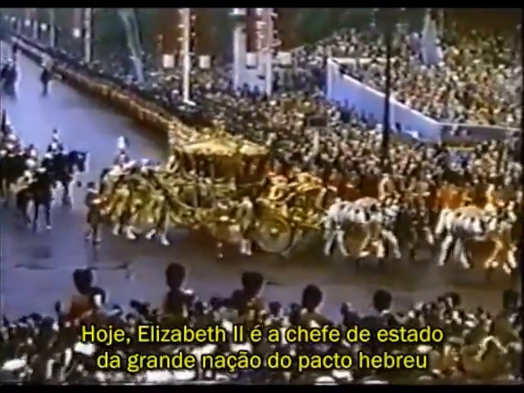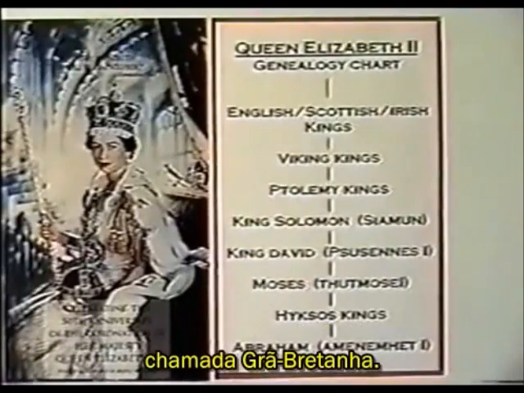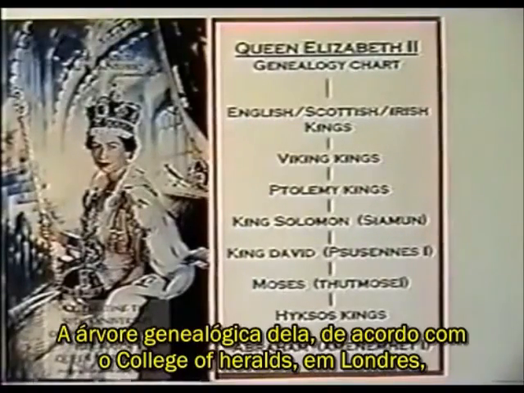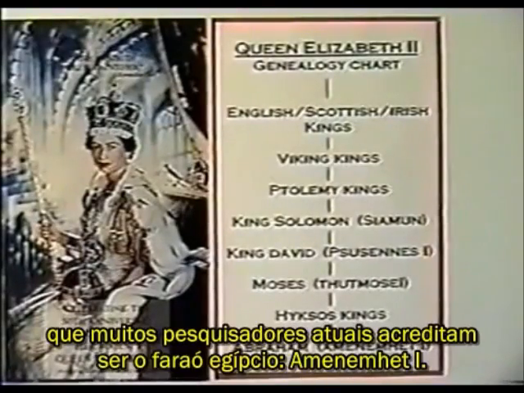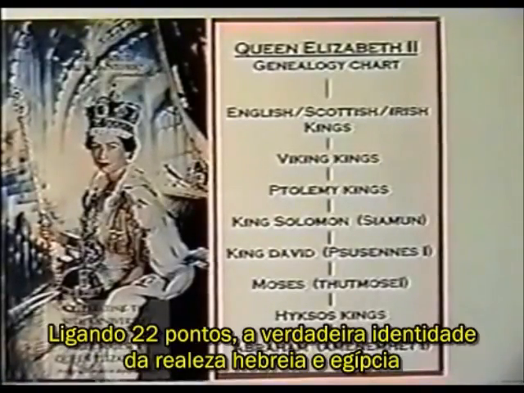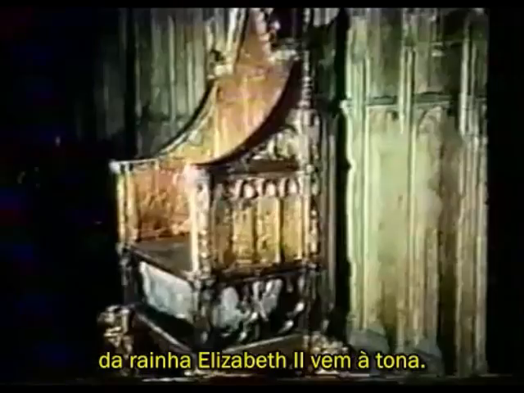Today, Queen Elizabeth II is the head of state of the great nation of the Hebrew covenant called Great Britain. Her genealogy chart, according to the College of Heralds in London, traces her blue bloodline back to Abraham, who many modern scholars believe to be the Egyptian pharaoh, Amenemhet I. By connecting 22 dots, the true Hebrew and royal Egyptian identity of Queen Elizabeth II comes into focus.